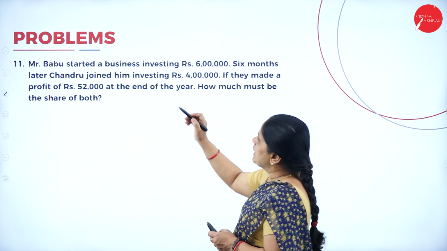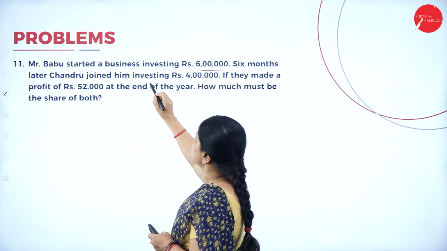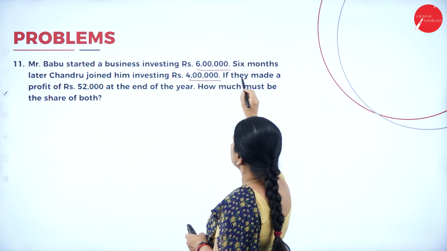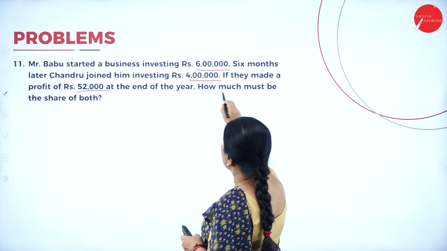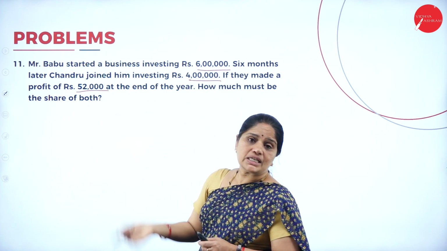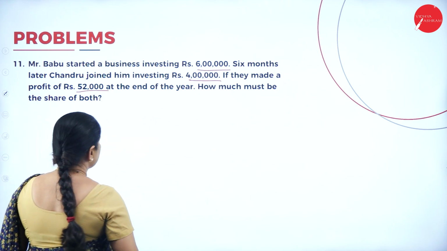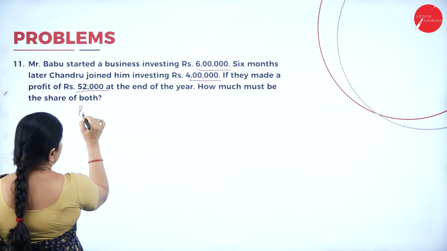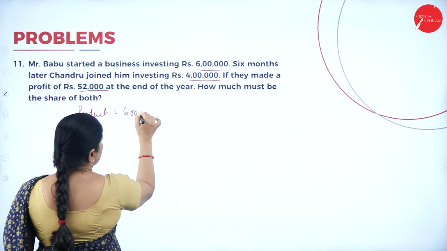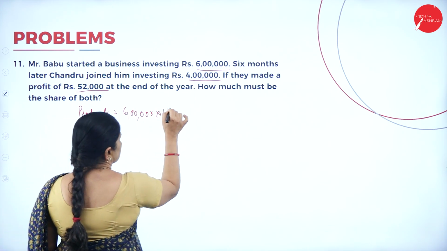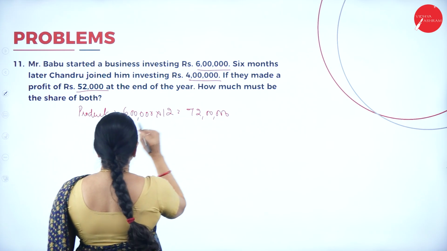Now, Mr. Babu started a business investing rupees 6 lakhs. 6 months later, Chandru joined him, investing rupees 4 lakhs. If they made a profit of rupees 52,000 at the end of the year, how much must be the share of both? So, we will take the product of the investment. The product of investment will be 6 lakhs into 12 months. That will be equal to 72 lakhs.